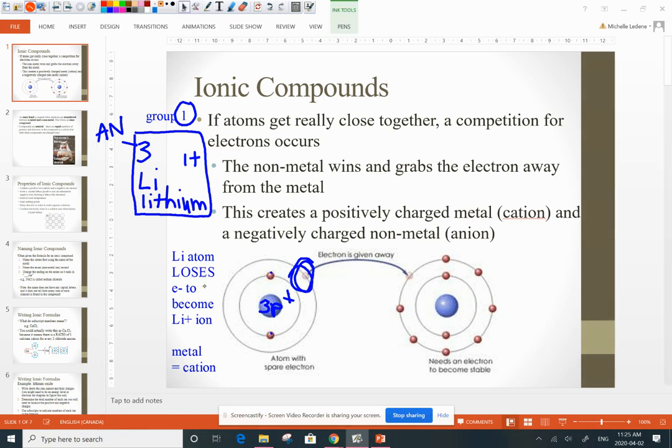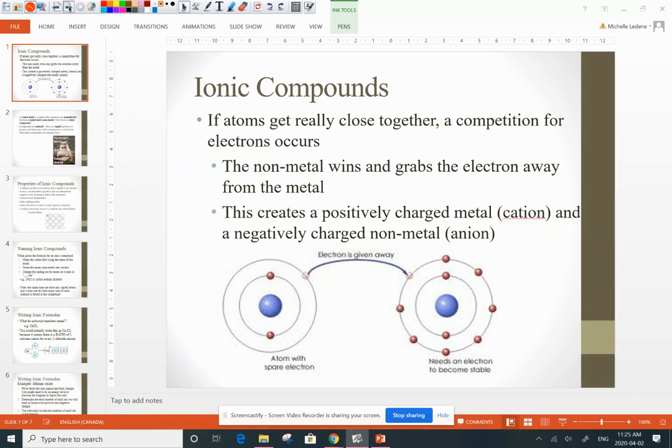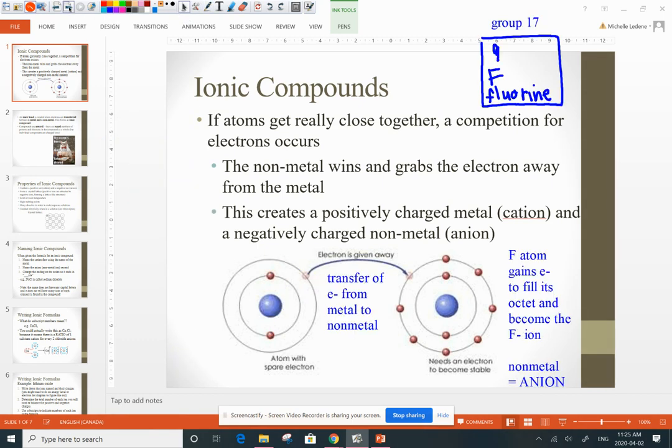So the lithium loses the electron and it becomes a positive ion. Remember, all metals become cations. And then as a result of this, the non-metal is going to gain that. So in other words, there is a transfer of electrons from the metal lithium to the non-metal.